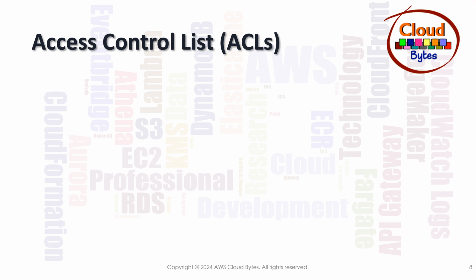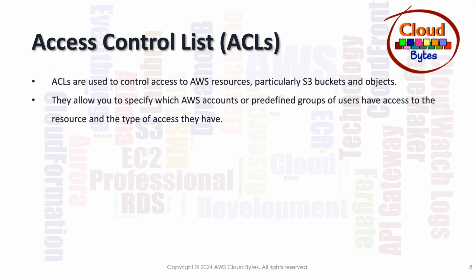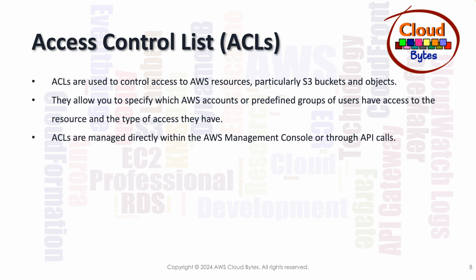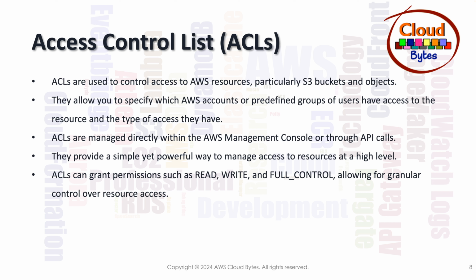ACLs, access control lists. ACLs are used to control access to AWS resources, and in particular, we are using it for S3 buckets and objects. They allow you to specify which AWS accounts or predefined groups of users have access to the resources and the type of access they have. ACLs are managed directly within the AWS management console or through API calls. So using the SDK, we can still make a call for ACL. They provide a simple yet powerful way to manage access to resources at a high level. ACLs can grant permissions such as read, write, and full control, allowing for granular control over resource access.